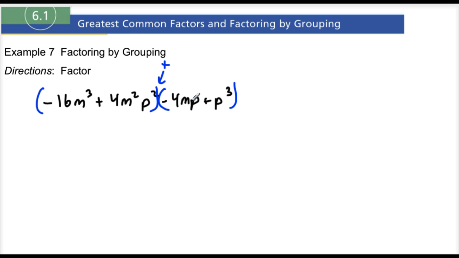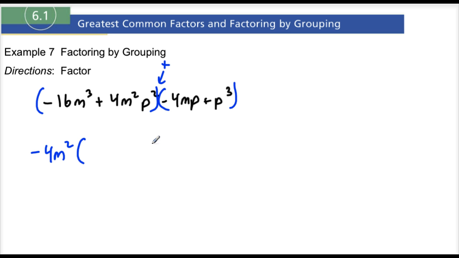right here, because we don't want to make it seem like we're multiplying these two. It's this term plus this term. Now we have to factor out the GCF of negative 16m cubed plus 4m squared p squared. Let's see, negative 16 and 4. Well, it looks like they both have a 4 in common. And I'm going to factor out a negative 4 and m cubed and m squared.